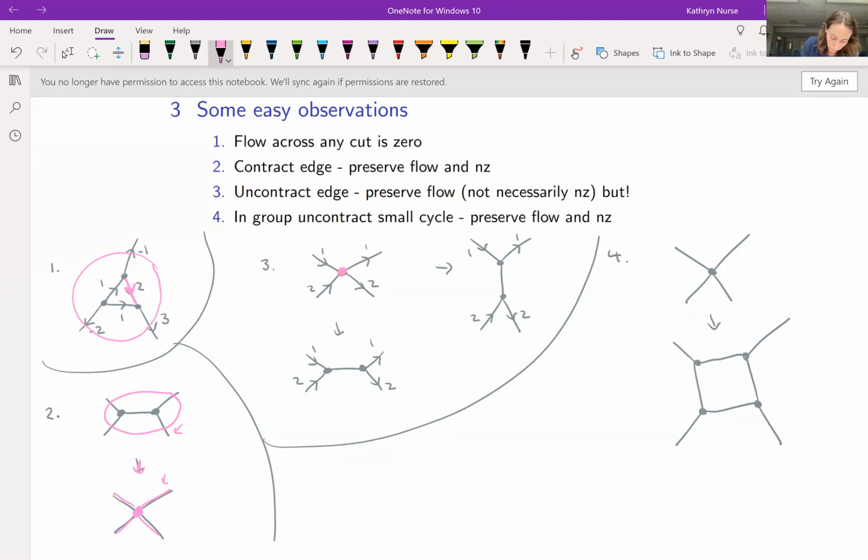Here I have this pink vertex, and I want to uncontract it to this edge here. If I do it this way, where I go straight down, I look at what boundary I get on the vertices when I just uncontract this one edge.